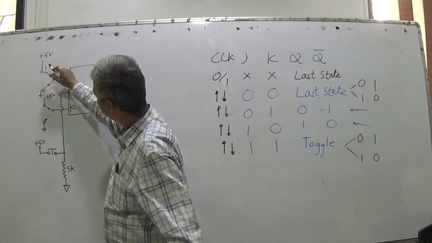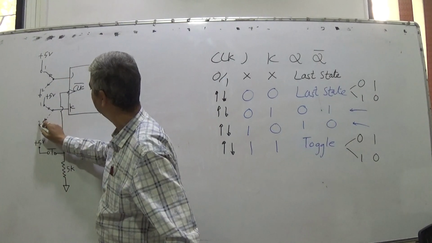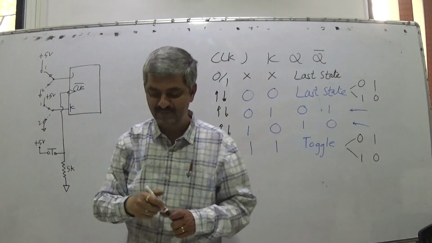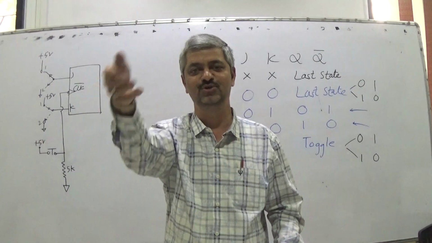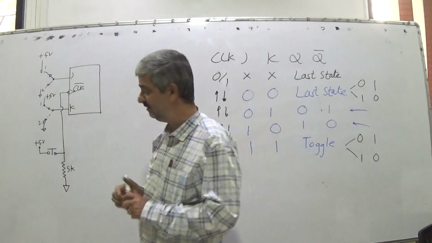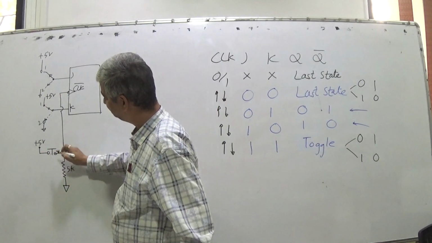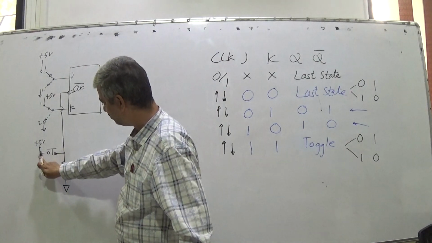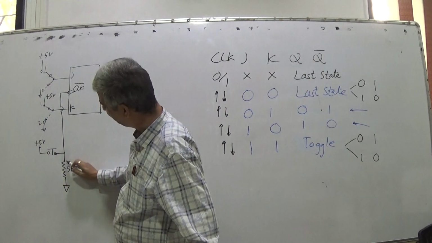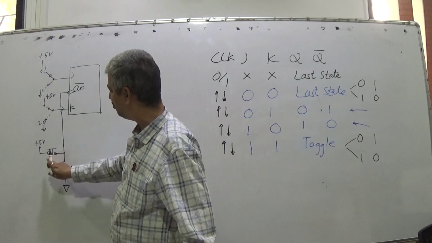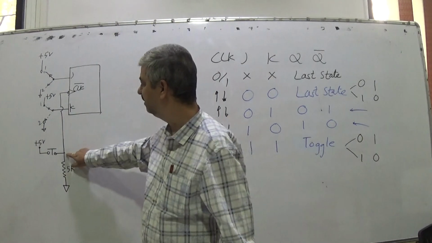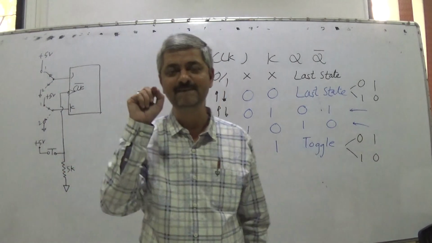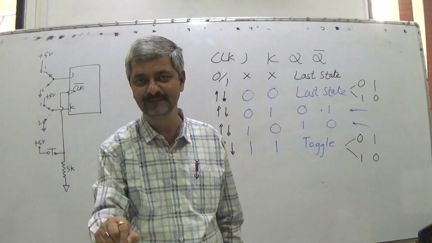If this is position 1, this is position 2. It's a manual circuit. I can keep J at any position, K at any position. So those will be available. And this is plus 5 volts on this side, it is grounded through 5K. So if the switch is not pressed, what will happen? If the switch is not pressed, this would be continuously low. If I press the switch, what will happen?